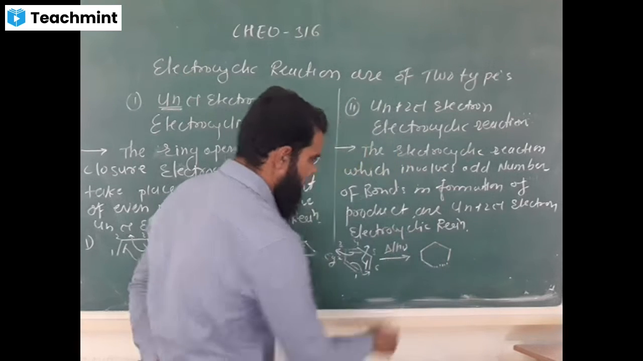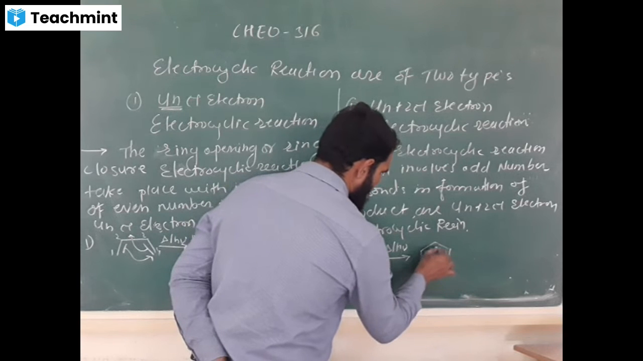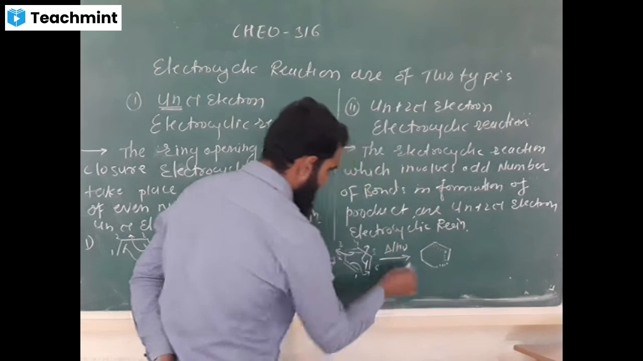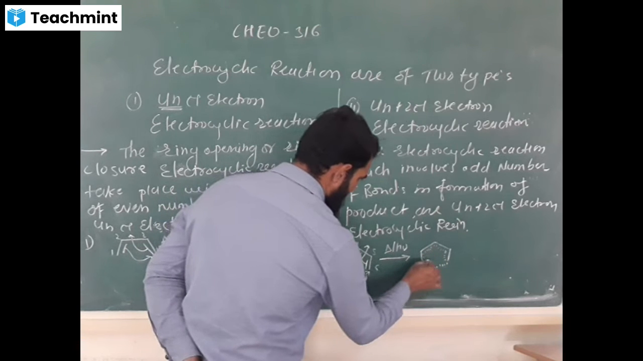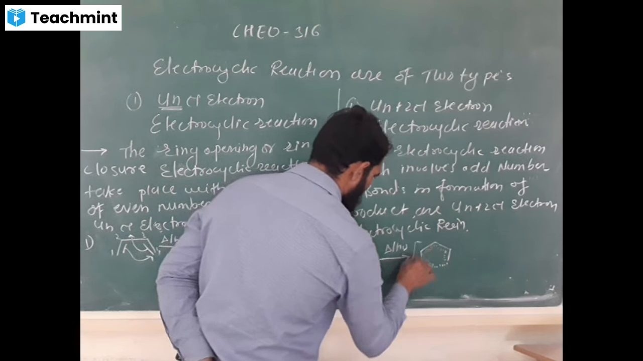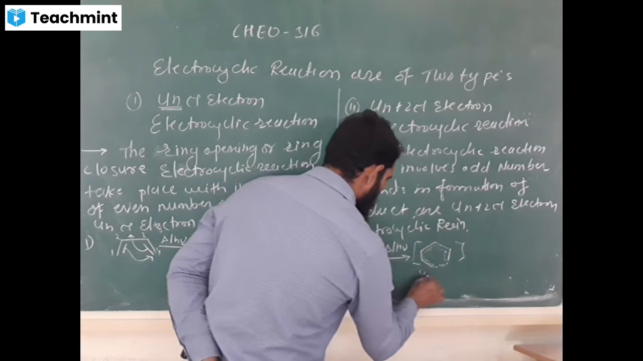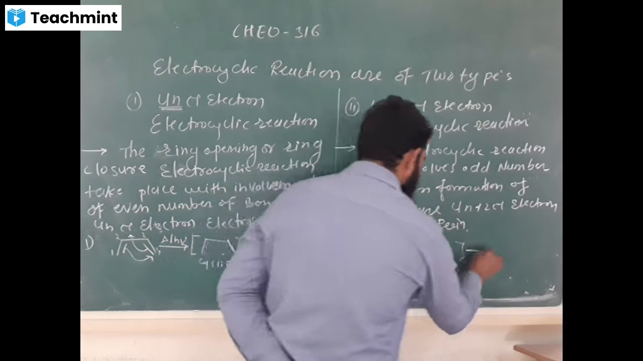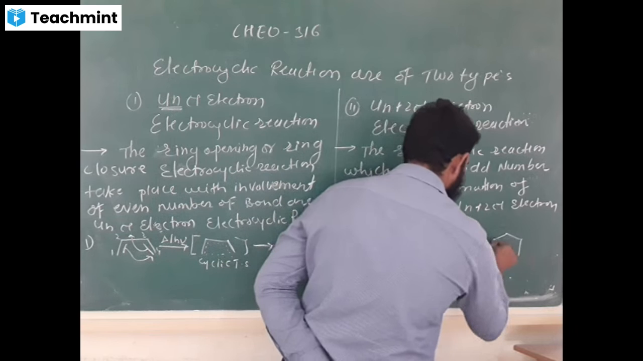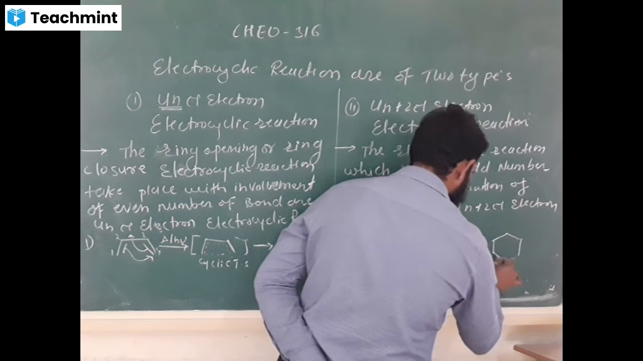Here a new sigma bond is formed. This pi bond is broken. Here a new pi bond is formed. This pi bond is again shifted, a new pi bond is formed, and here this pi bond is broken. What we will get? Again a cyclic TS. And this cyclic TS will get converted into the product, and the product is this one.